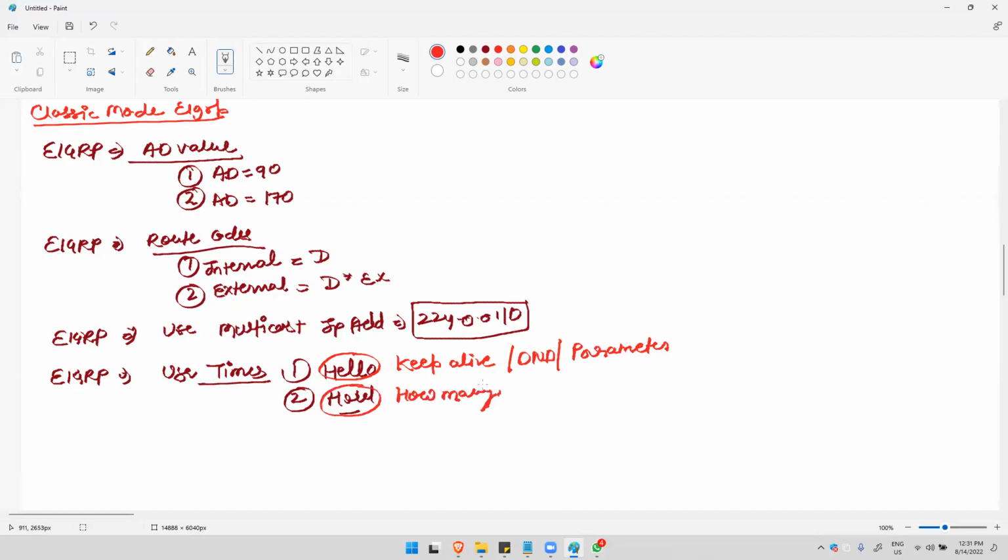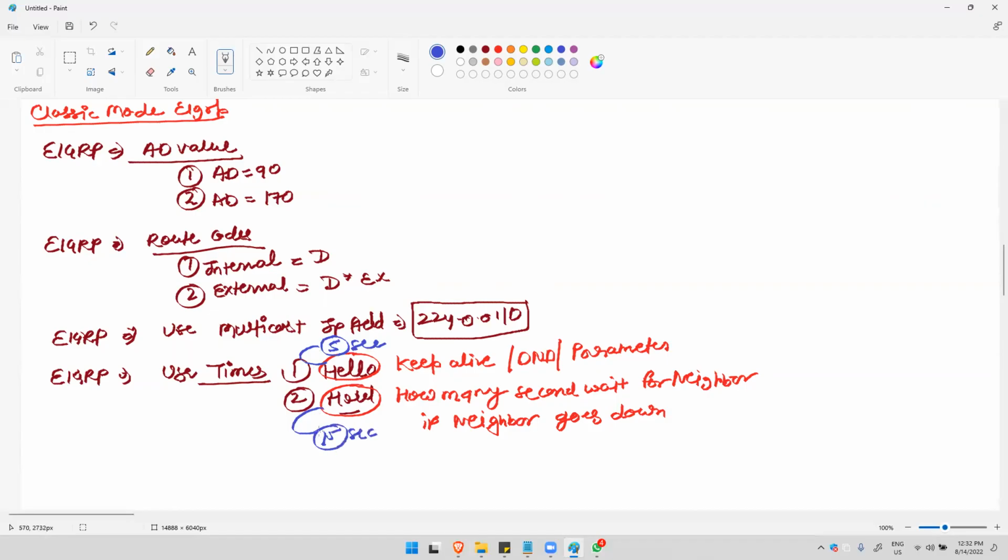And hold time means how many seconds to wait for the neighbor. Why do we wait for the neighbor? If the neighbor goes down. So basically always remember that hello is 5 seconds. Hold means how many seconds? 15. 15 seconds. Okay.